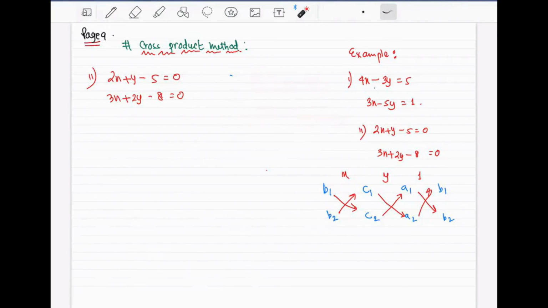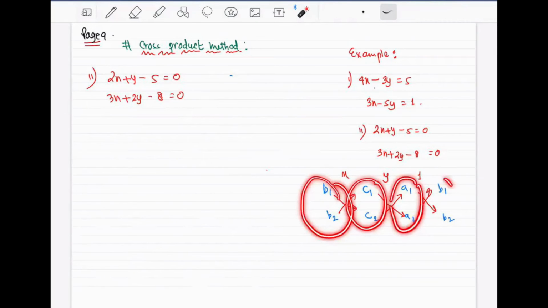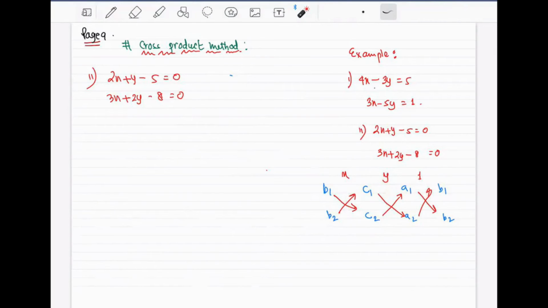Both of them are okay. So no need for changing, isn't it? So let's start keeping like this: B1, B2, C1, C2, A1, A2, and B1, B2. What's B1? A1 is this one, right? 2. This is A2. What's in front of Y? 1. 1 should be the B1. What's in front of Y? 2. So 2 should be B2.